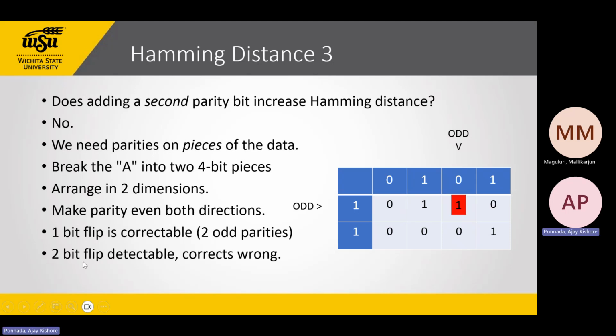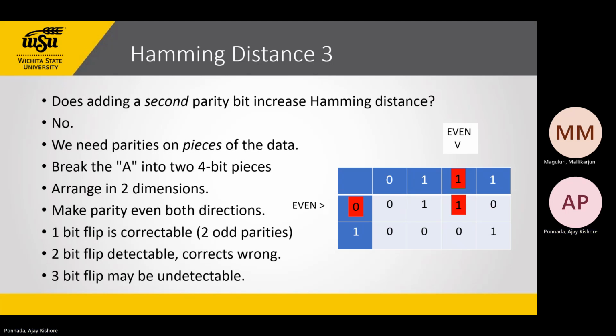So 2 flipped bits are detectable but corrected wrongly. If we have flipped 2 bits right there, 0 and 1, it can detect there is some error in here because it's wrong, but it just can't correct it. Yeah, it corrects wrongly. I'm sorry. So 3 flipped bits may be undetectable. It can't detect 3 flipped bits.